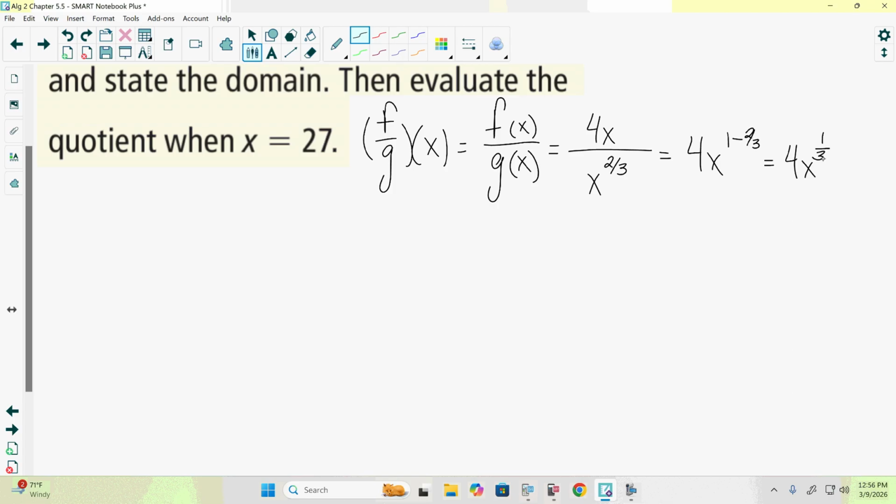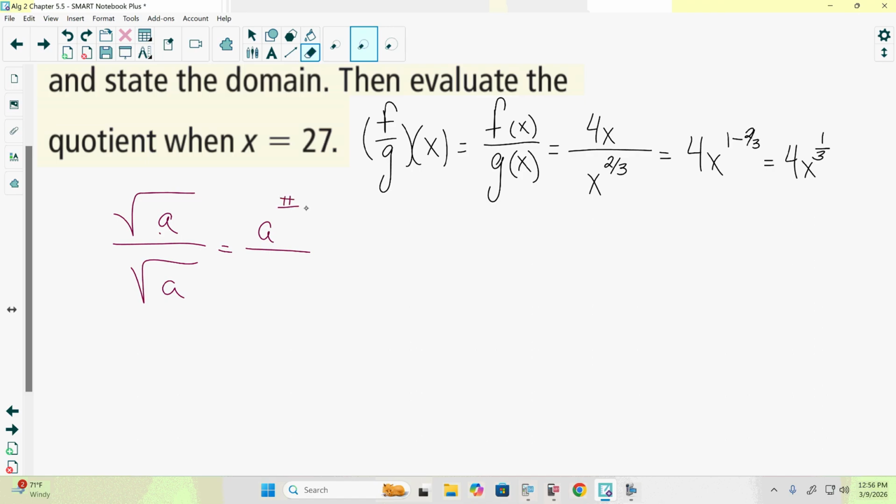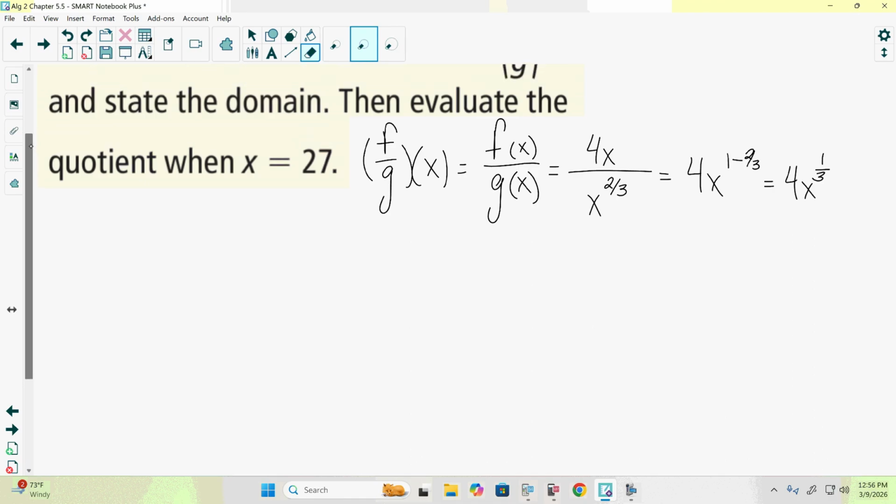we're dividing like bases, so we can subtract the exponents. So we'd have x to the 1 minus 2/3. 1 minus 2/3 is 1/3, so 4x to the 1/3. Now, we can only do this with exponents. Radicals, it does not work this way. We cannot divide two radicals by subtracting the exponents. We can, but we'd have to change it from radical form to a rational, fractional exponent over fractional exponent, then subtract the exponents. We have to get it into exponential form before we can do that. We can't just do that with radicals.